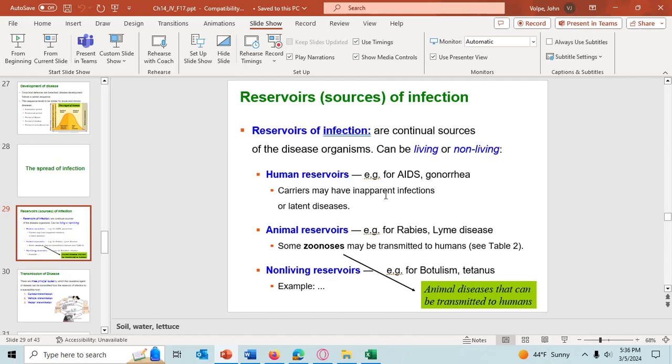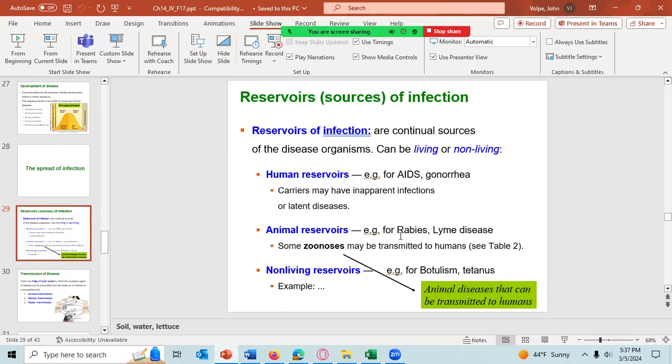Sometimes carriers may have inapparent infections or latent disease, in which case they could spread it and they don't even know that they have the disease-causing organism. The best example is COVID-19, where about 50% of young people are a reservoir. They don't know they have the disease-carrying organism, but they can spread it.